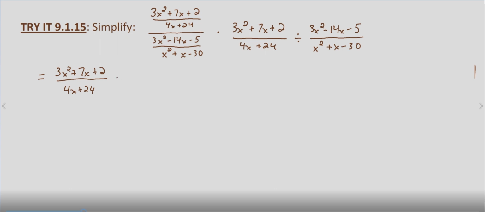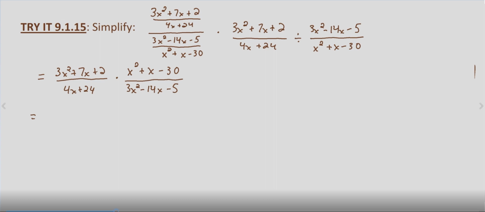And then we will multiply by the reciprocal of our second rational expression, which is x squared plus x minus 30 over 3x squared minus 14x minus 5. So the next step is to factor completely all of both numerators and both denominators.